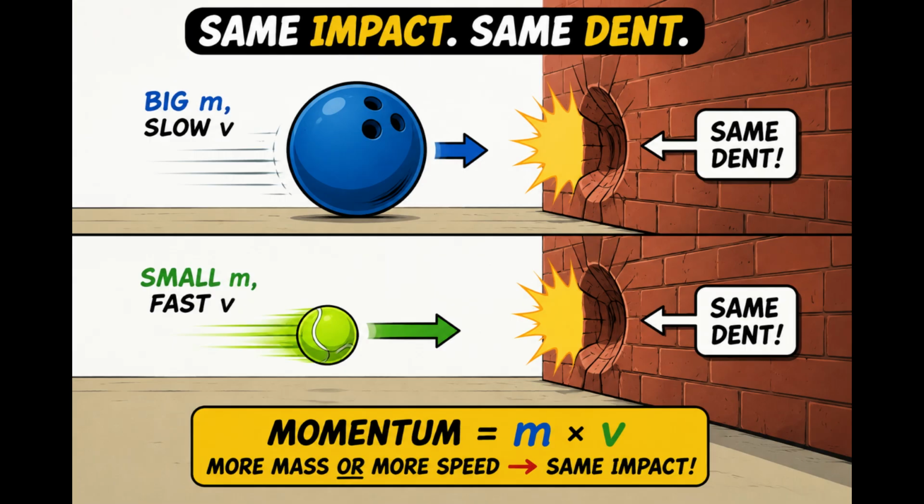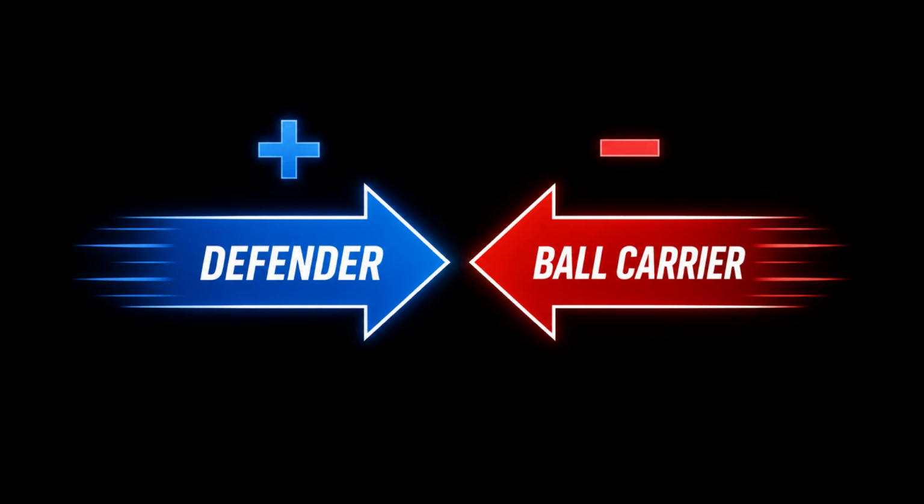Momentum is just mass times velocity. The equation is P equals m times v. That's it. A heavy guy moving slow can carry the same momentum as a light guy moving fast. And it's a vector. Direction matters. If a defender is running one way and a ball carrier the other, those momenta have opposite signs.